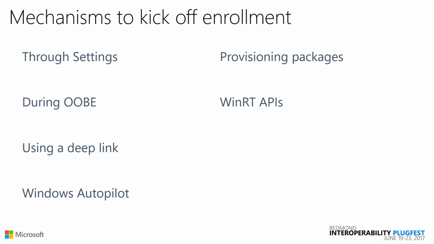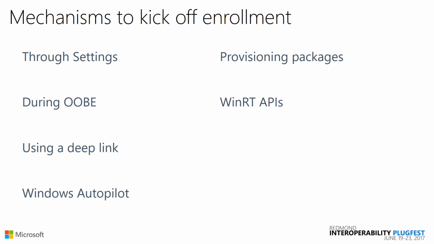There are these things called provisioning packages. You use a tool called WCD, which is Windows Configuration Designer. This tool allows you to create a provisioning package, which is just a file that you can install either at OOBE or anytime during Windows runtime. The provisioning package basically contains instructions of what you want to do.